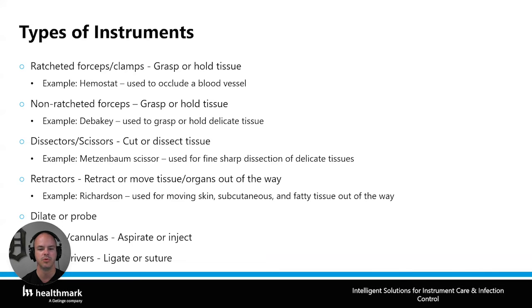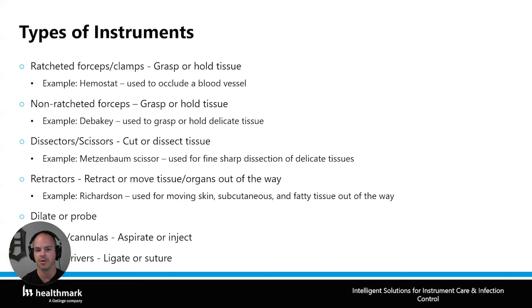retractors are used to move tissue out of the way, or organs in some cases, depending on the procedure. A basic example of this would be a Richardson retractor. You could use that for moving skin and subcutaneous and fatty tissue out of the way on maybe a deeper surgical procedure. You might use a rake retractor. You might use a Sen retractor. There's all different kinds.